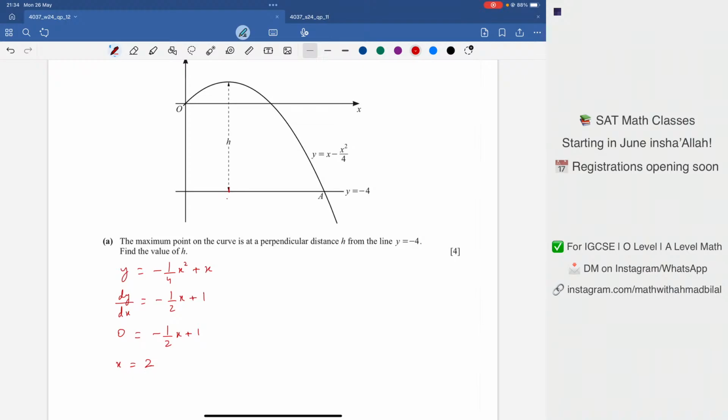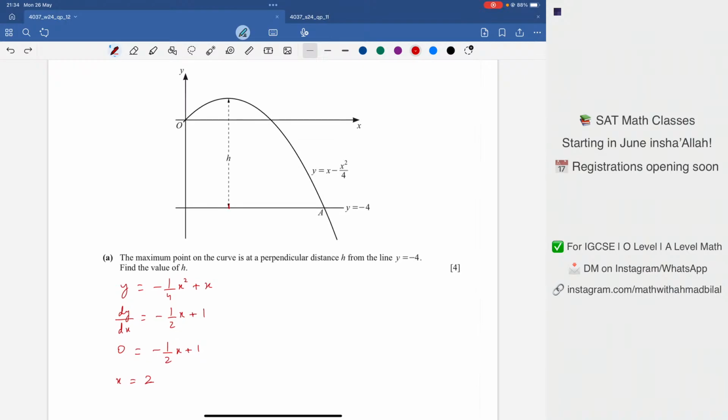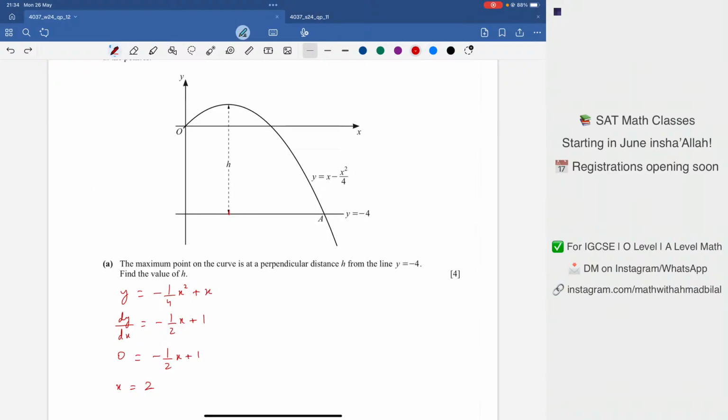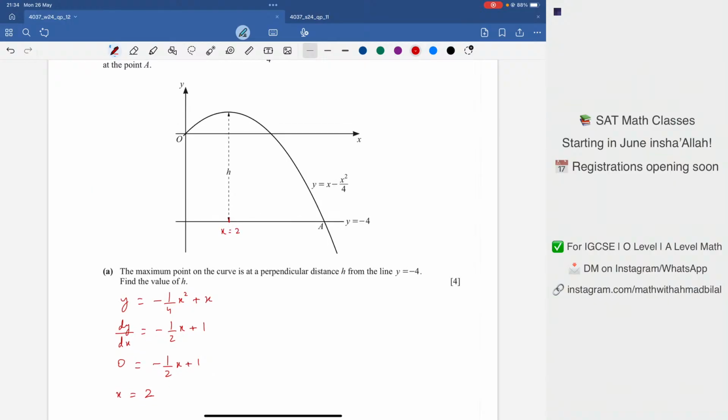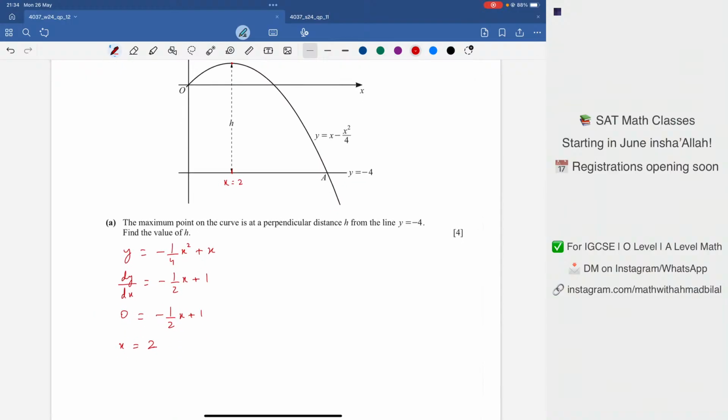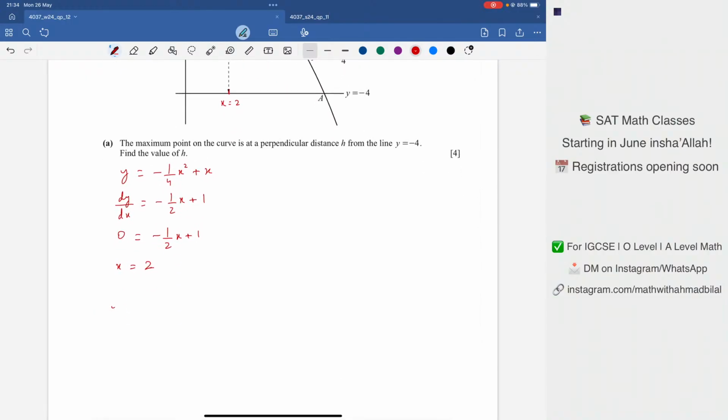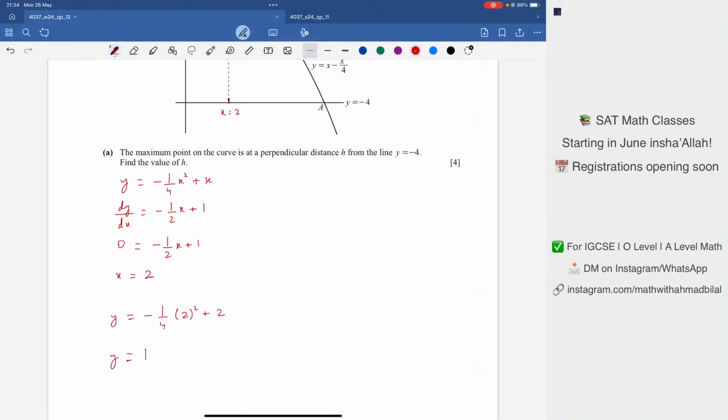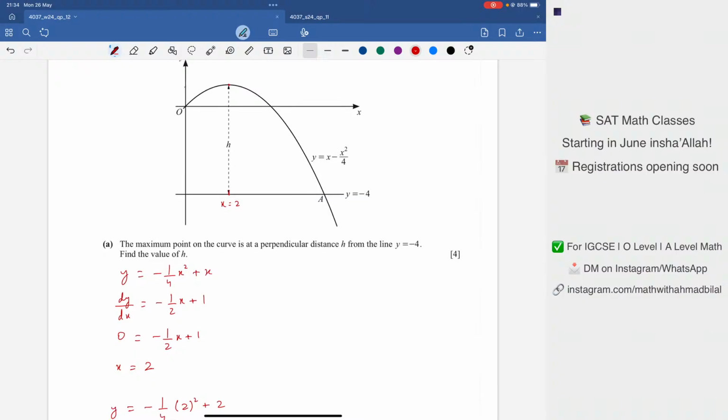So this point has to be x equals 2. Okay, here the value for x has to be 2. What about the corresponding y coordinate at this point? Can we find the y coordinate? Let's put this back in that original function, y equals minus 1 over 4 into 2 squared plus 2. Let's see what we get from this. Minus 1 plus 2, and that's 1. y equals 1. So this point is supposed to be 1, right?